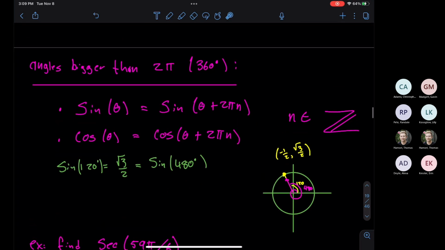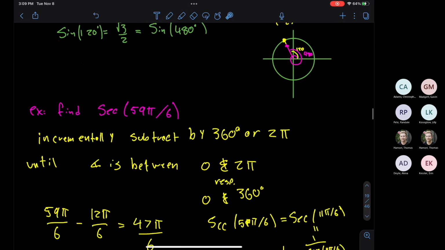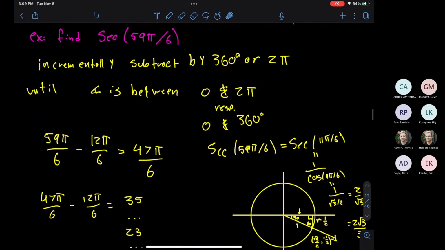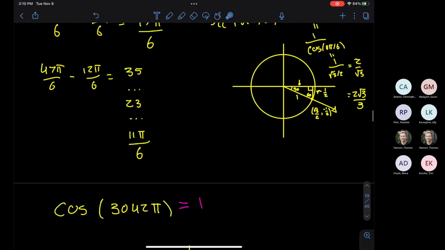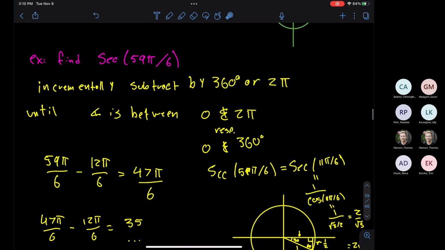Okay, so we already talked about angles bigger than 2π and the periodicity of the trig functions. We just incrementally subtract by 360 or 2π, or if you have a negative angle, then you incrementally add by 360 or 2π.